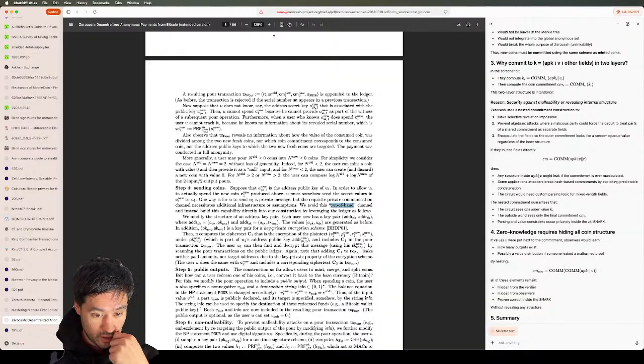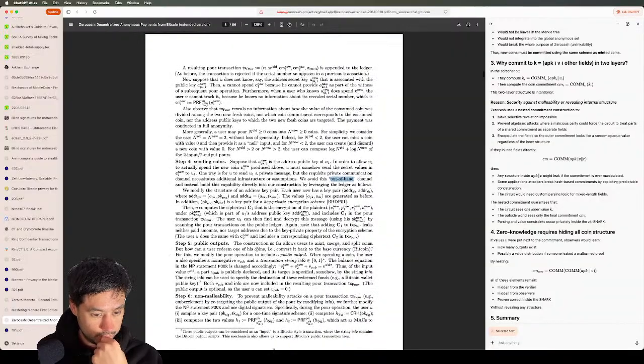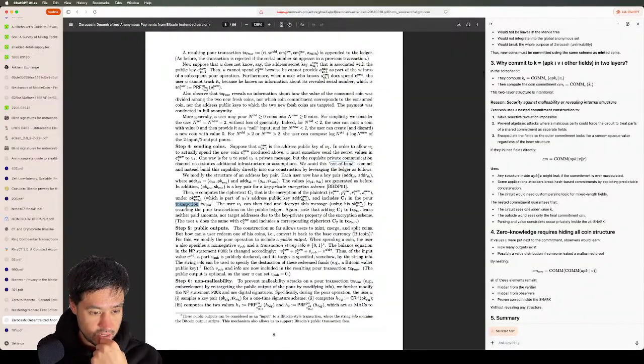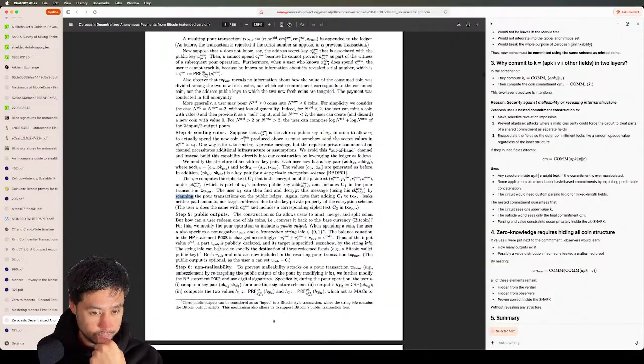I don't know what key private encryption scheme is. That's like a fancy name for something that we already know. So you just encrypt it. You have to scan the blockchain, yeah.